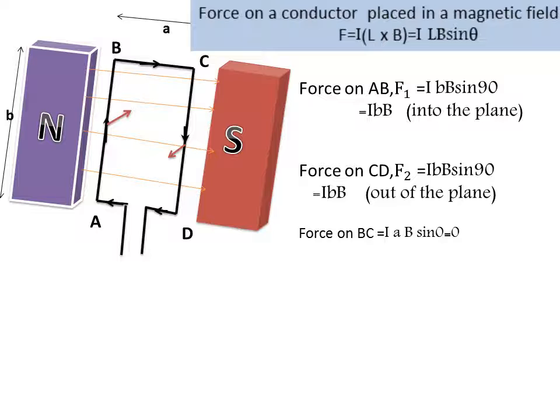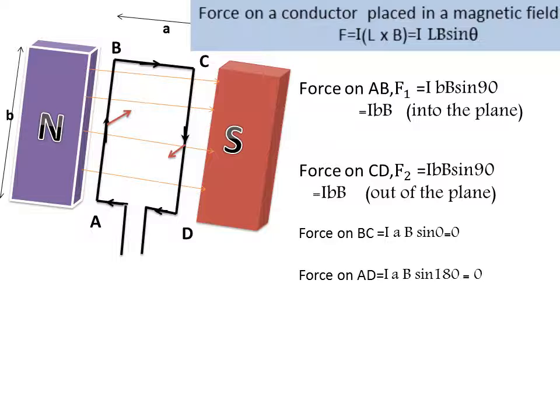Again let us find the value of force on AD. Here also we have I into a into magnetic field B, and for theta, AD is from south to north and the magnetic field is from north to south. So theta is 180, sin 180 is 0. So force on AD is 0. So there is no force on BC and AD.